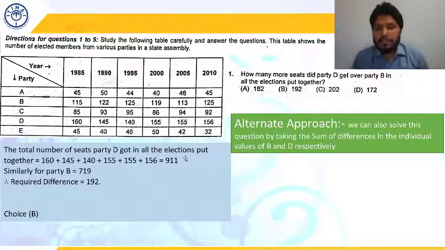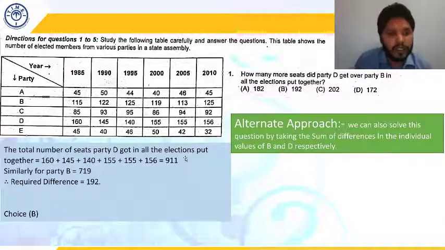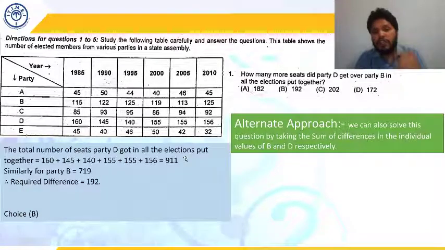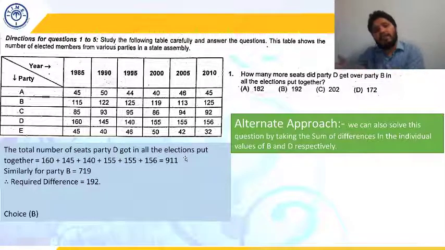It has been asked, what is the difference between party D and party B in all the elections put together, right? So can we take the individual differences? Yes, we can. Just look at the number of seats party B got in each year: 115, 122, 125, 119 and so on. And what party D got: 160, 145, 140, 155, 155, 156. So in each year party D has got more seats as compared to party B. So we can subtract them individually and add them accordingly, and the final answer would again be the same.